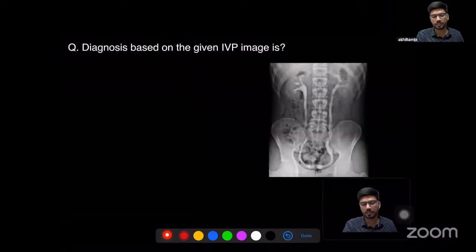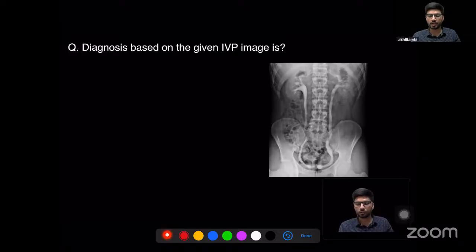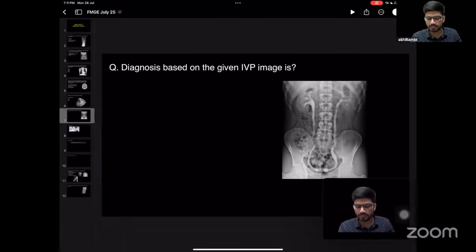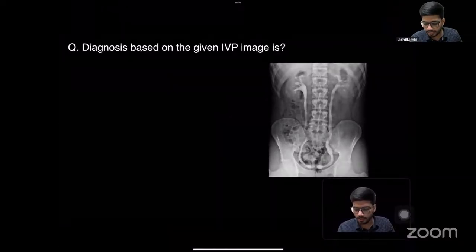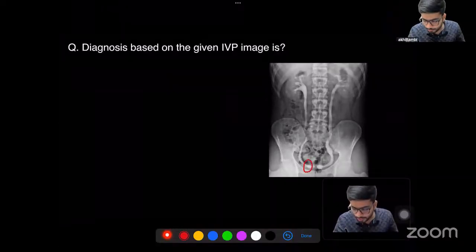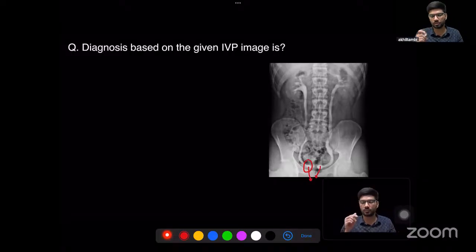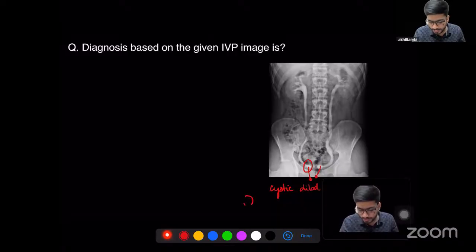Then next image, again an IVP image was given and they asked what is the diagnosis. In this classical IVP image, we can see at both the terminal ends of the ureter there is a cystic dilatation of the ureter. So we have a terminal end like this. This is what is known as the adder head appearance.